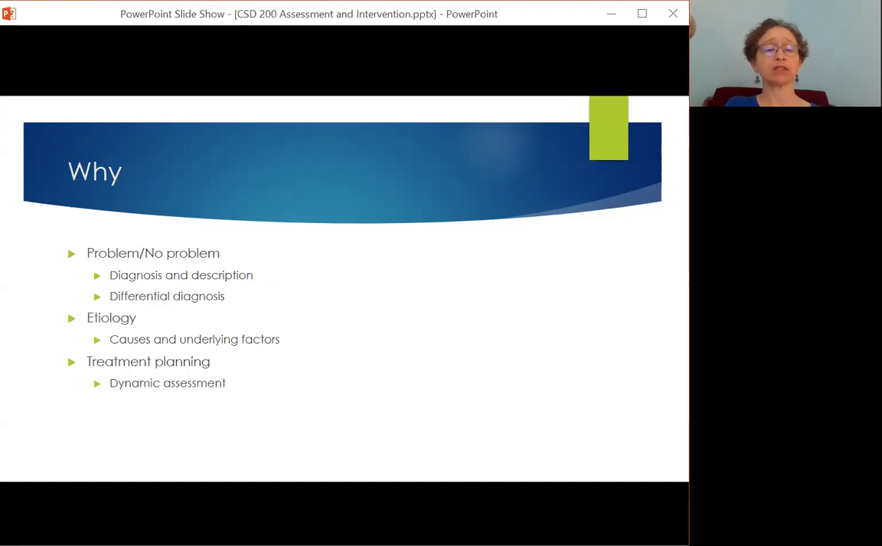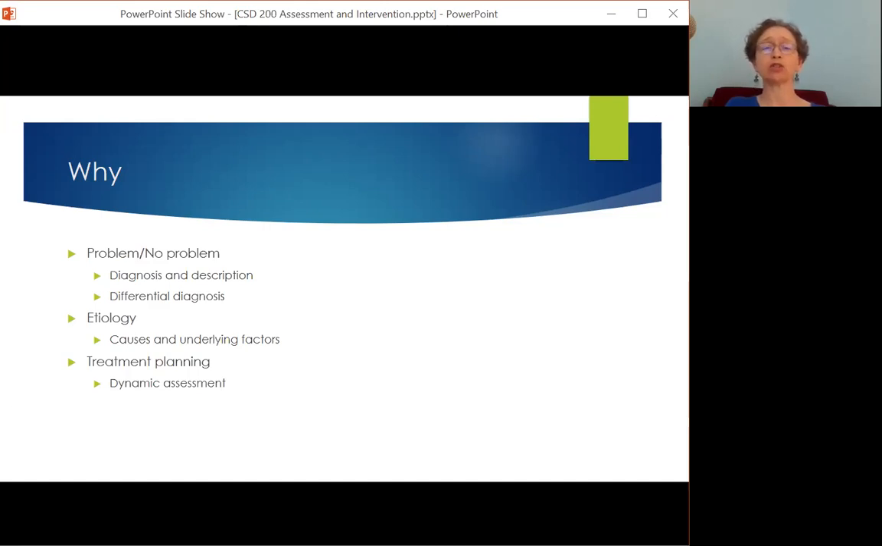The next purpose of assessment is etiology. That's describing causes and underlying factors. So think about our case study, Jake. We may not know biologically what caused him to have difficulties with language development, but we can certainly think about some of the underlying factors for his language difficulties. We talked a little bit, for example, about the mismatch between his language abilities and the environmental context that he was in.